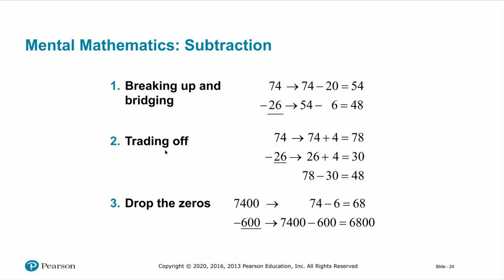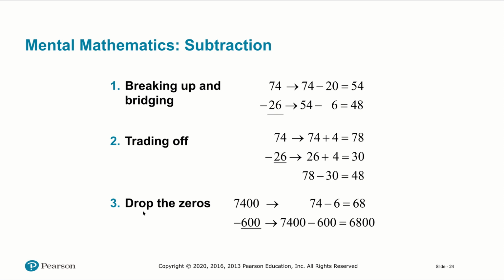So for this next method, trading off, notice that we know we can get from 26 to a nice number like 30 quickly, so we add 4 there. To keep our subtraction result the same, we need to add 4 on the top. Now we have 78 minus 30, which is a much easier subtraction, and we get 48. And you can verify that by doing this subtraction and realize that indeed you get 48.